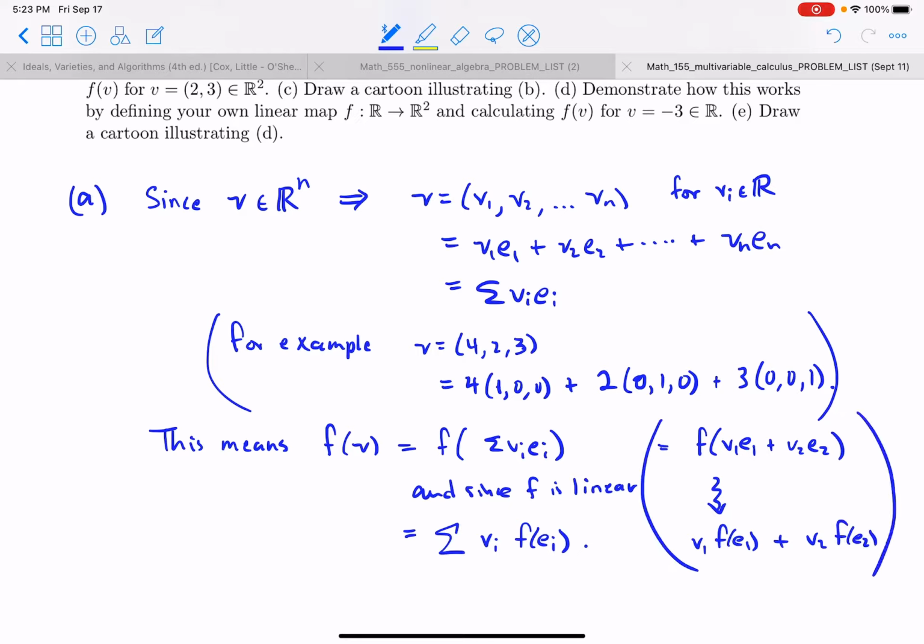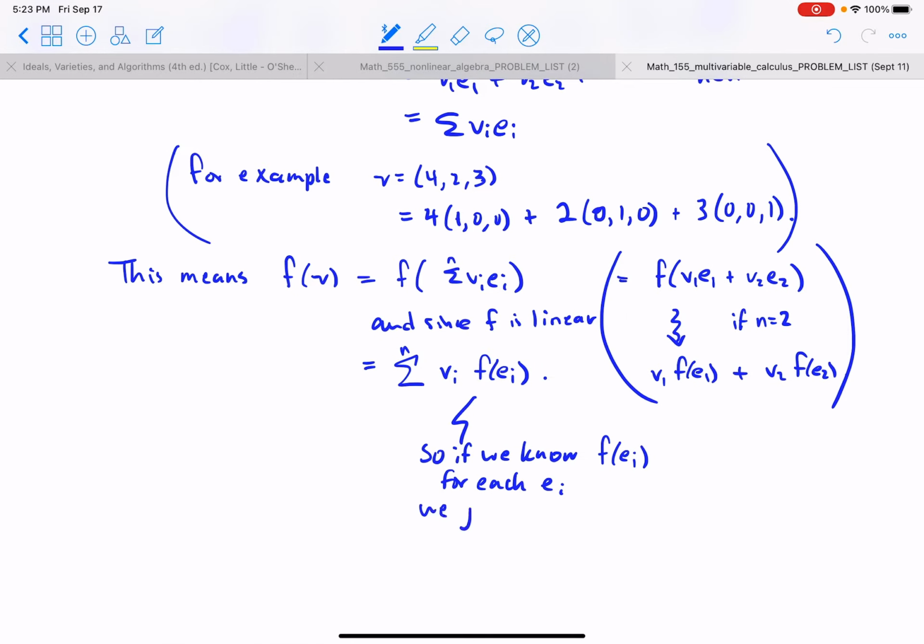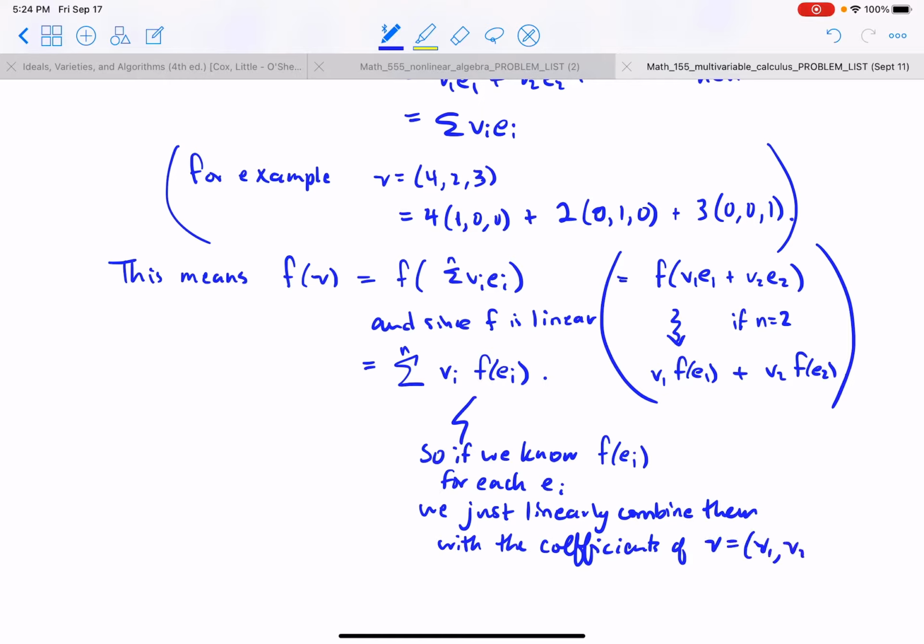So this is sort of in parentheses. It's a sum of n terms. Yeah, it's n terms, if n equals 2. Okay. So if we know f of ei for each ei, we just linearly combine them via this rule, by the coefficients of v. The coefficients are just these numbers v1, v2 up to vn.